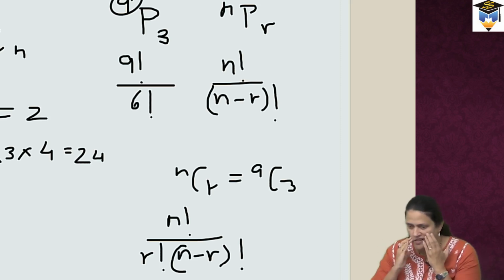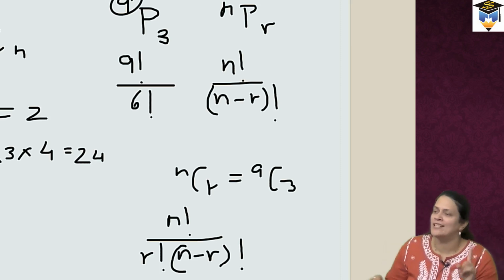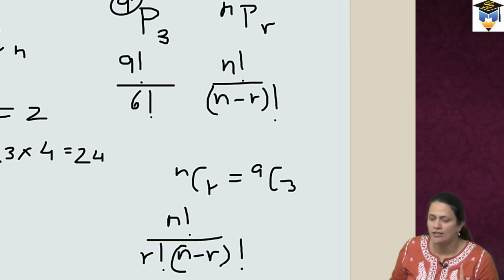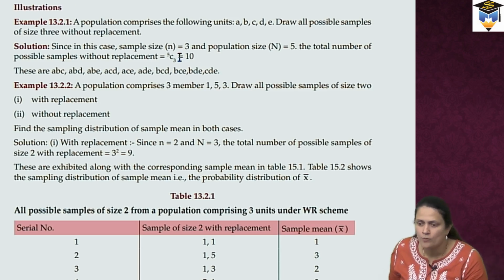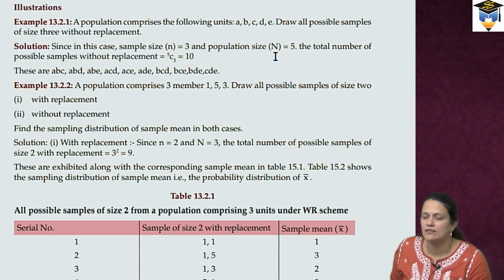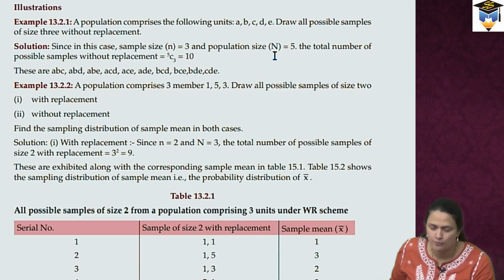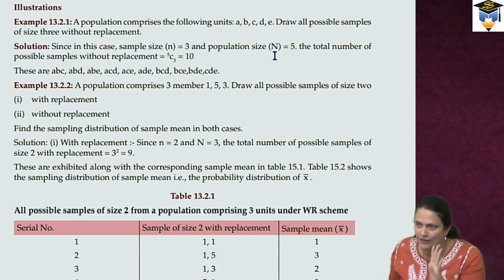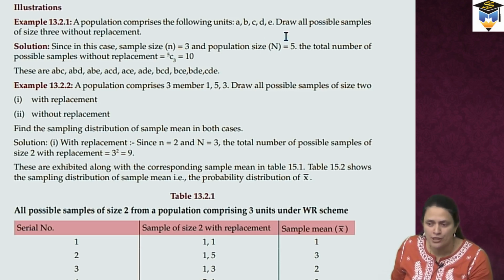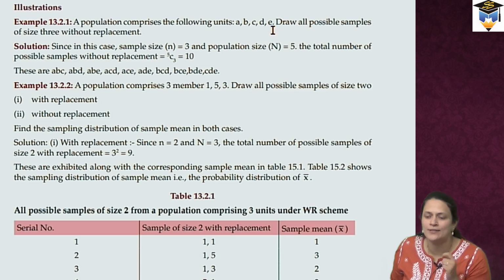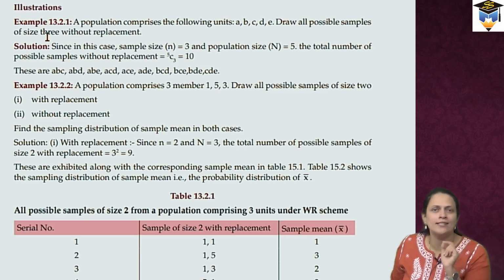Now, so basically this is the meaning of nCr. Understood? Now let us go to this part. So basically in our case, the value of capital N, the population, is 5 because there are total 5 units. Value of small n is 3. Why? Because they have mentioned that you have to draw all possible samples of size 3 without replacement. So small n is 3.